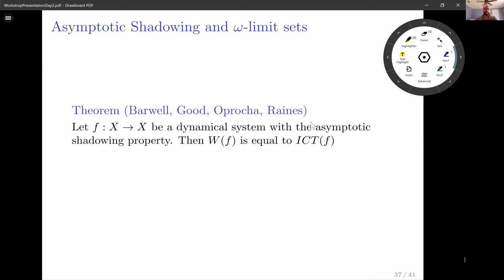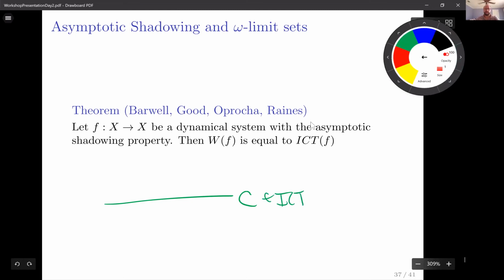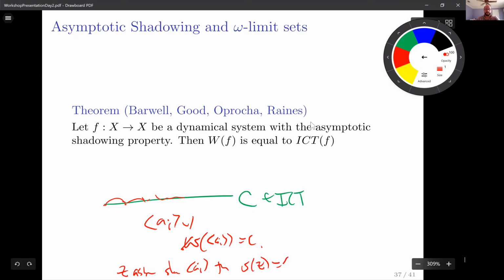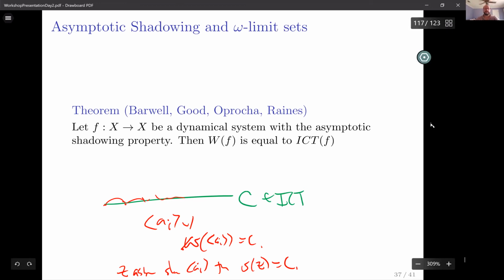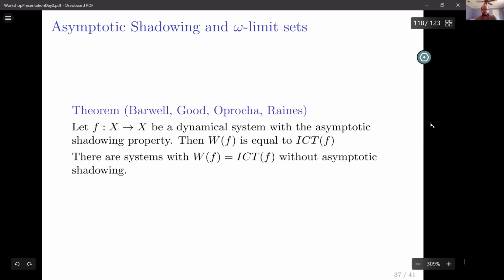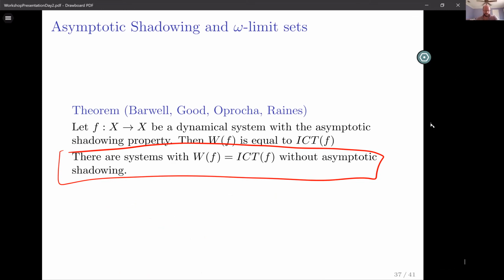Okay. Again, it's a lot of the same ideas here. This one's even more straightforward, right? If you take that C in ICT, you build up that asymptotic pseudoorbit within it that we talked about. You write down a_i with the omega limit set of a_i equals C, and then just pick a point z that asymptotically shadows it. So if z asymptotically shadows a_i, then omega of z is equal to C, and you get exactly where you need to be. So certainly asymptotic shadowing is enough. But as with shadowing, it turns out that that's far too strong. All right, so there are systems here which have W of F equals ICT of F that don't have asymptotic shadowing.